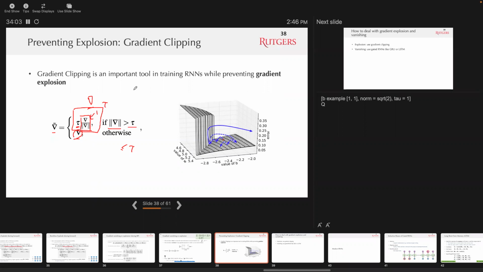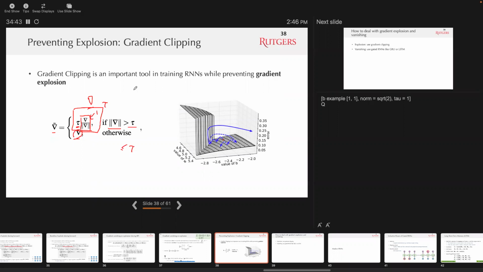To give you a concrete example, let's say that you are computing the gradient of some parameter, and the gradient is 1 and 1. So this is 1 and 1. And let's say that you set tau to be 1. If the norm goes over 1, you're going to use gradient clipping to clip it such that it has a norm of 1. So what's going to happen? You know that the gradient has, if you compute the L2 norm of this 1, 1.